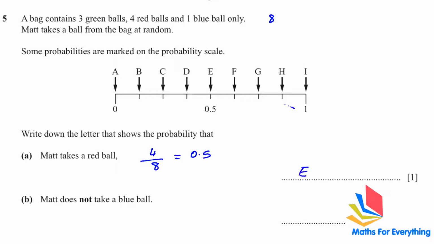Answer is A. Matt does not take a blue ball. The probability that he takes a blue ball is 1 over 8. The total probability is always equal to 1. So the probability of not taking a blue ball is 1 minus 1 over 8, which is 7 over 8. So the seventh part here is 1, 2, 3, 4, 5, 6, 7. H is the answer.